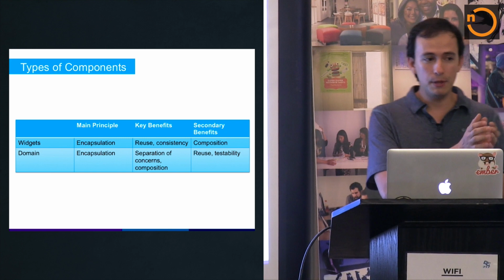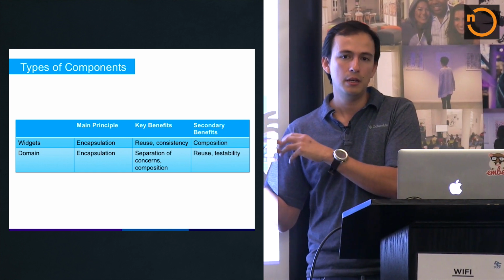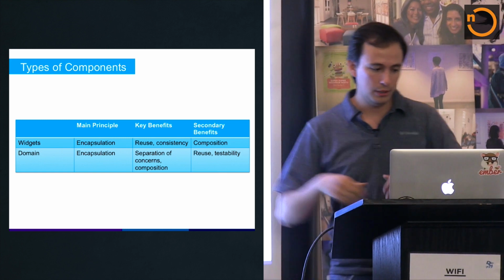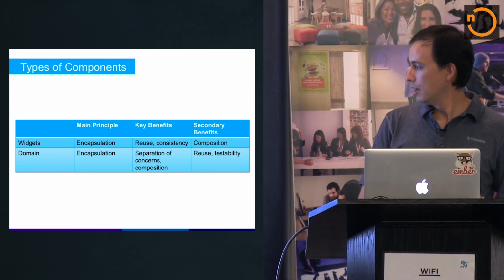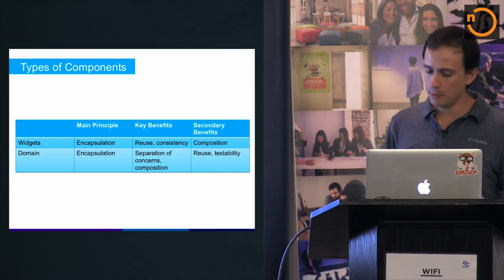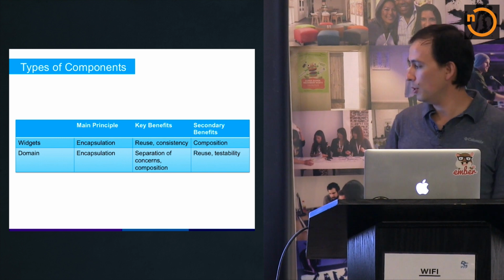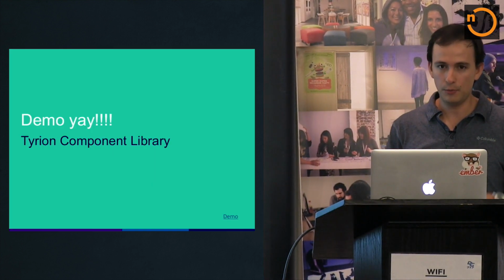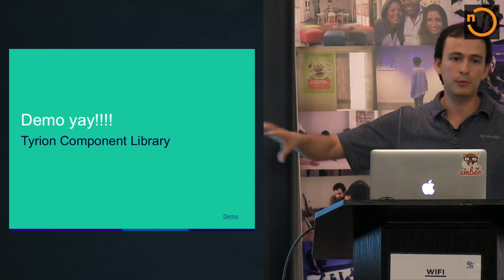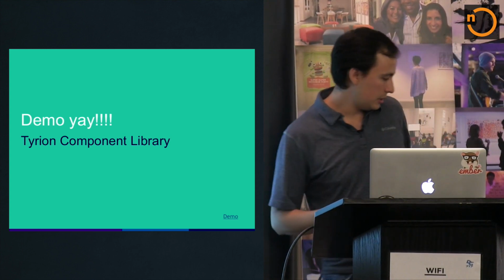Even if you're not thinking of reusing your domain-specific components, it will make sense to think of this separation of concerns. I'll show you some examples in a second. And sometimes you end up reusing these domain-specific components, and testability is a huge one, especially when you have distributed teams and you want them to be testing all of these components in isolation. So let's go with a quick demo.